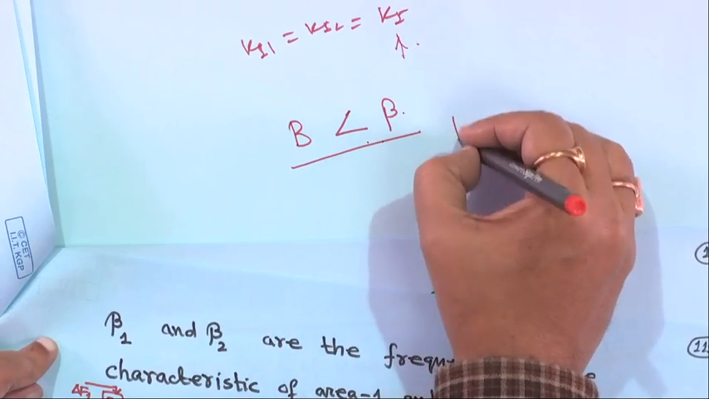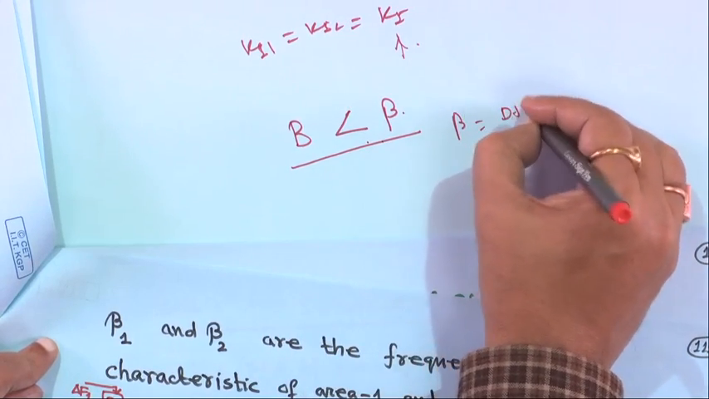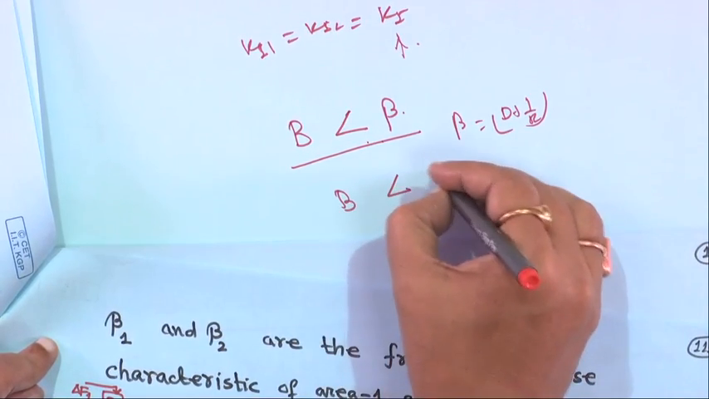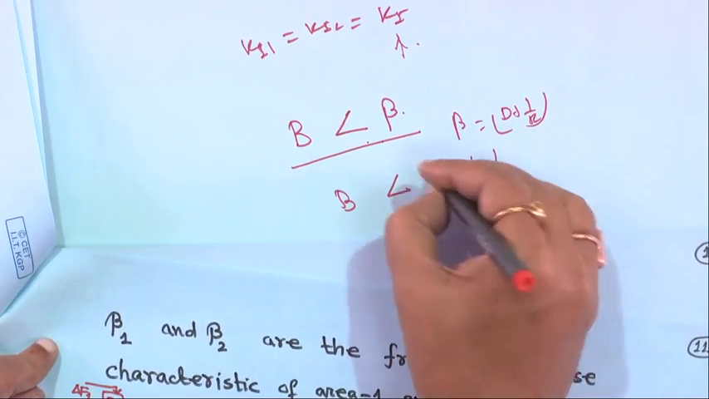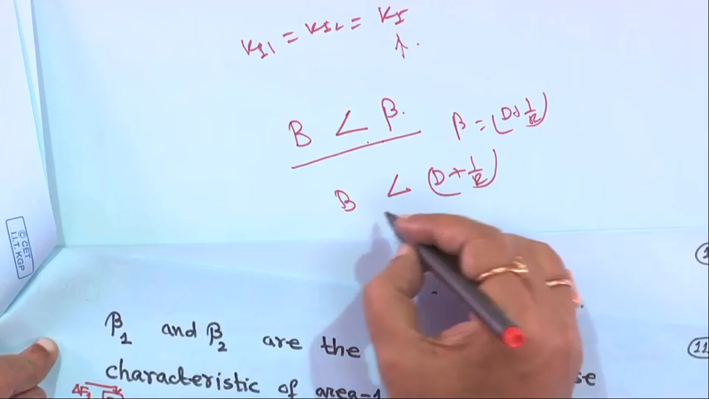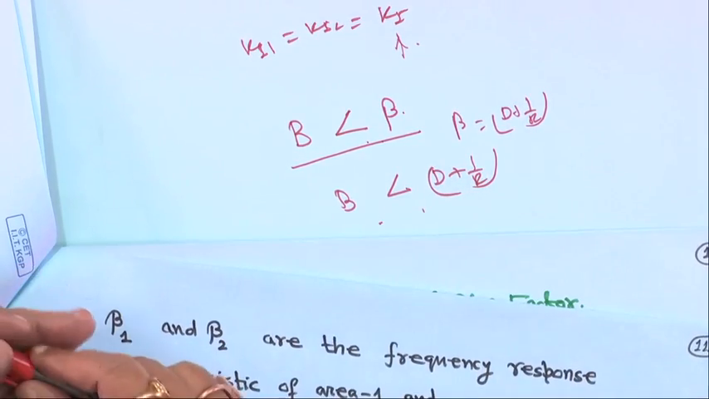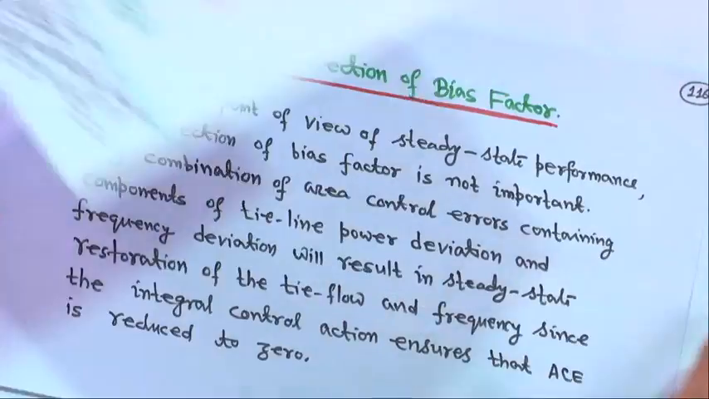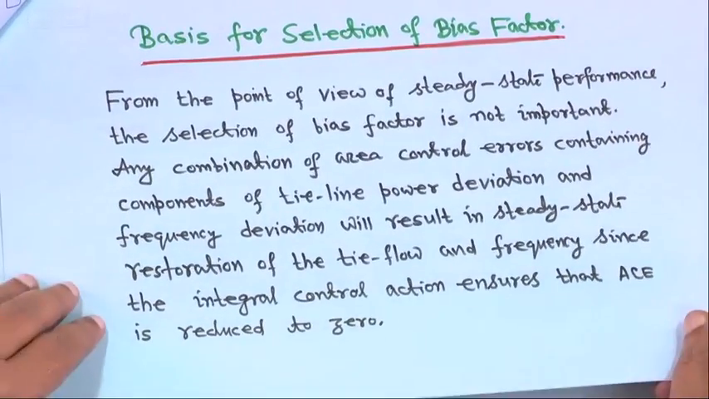That means beta is equal to D plus 1 upon R, in general. So the B value cannot be less than D plus 1 upon R, it cannot be less than that, right. This is a question to you, and if you can answer this I will appreciate that, but it is not recommended.